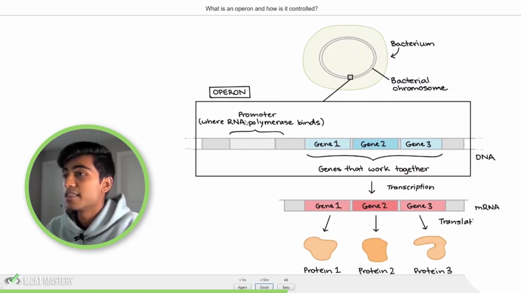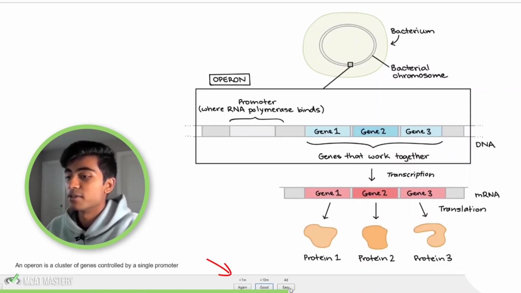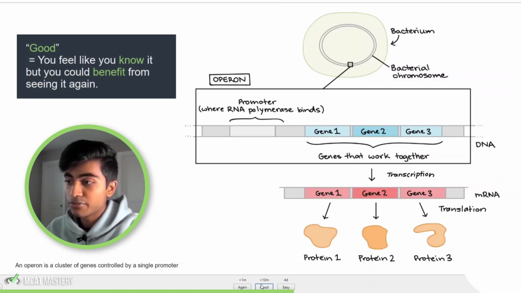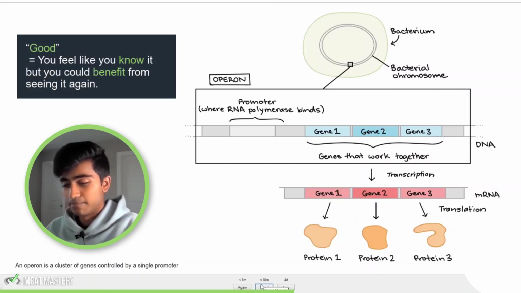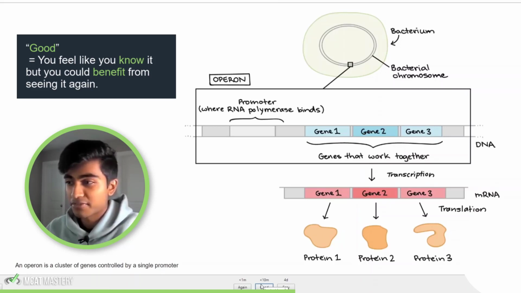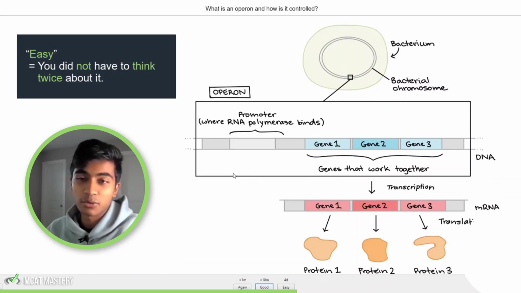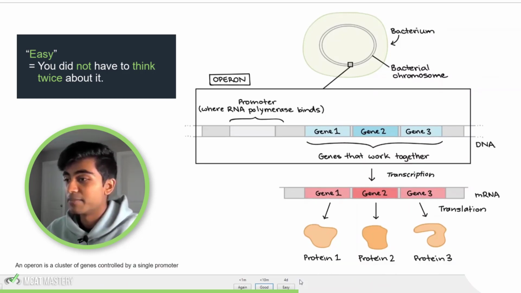So now we see these three buttons in the bottom, and this is something that's really important, and it has an effect on how Anki uses the algorithm. So when you see Again, that means that you're going to see the card again in 1 minute, and that typically is the button you press if you feel like you don't understand the topic. Good is when you feel like you know it, though you could benefit from looking at it again soon. Easy is when you didn't have to think twice about it. Like you just knew the answer right off the bat, then you would hit Easy.